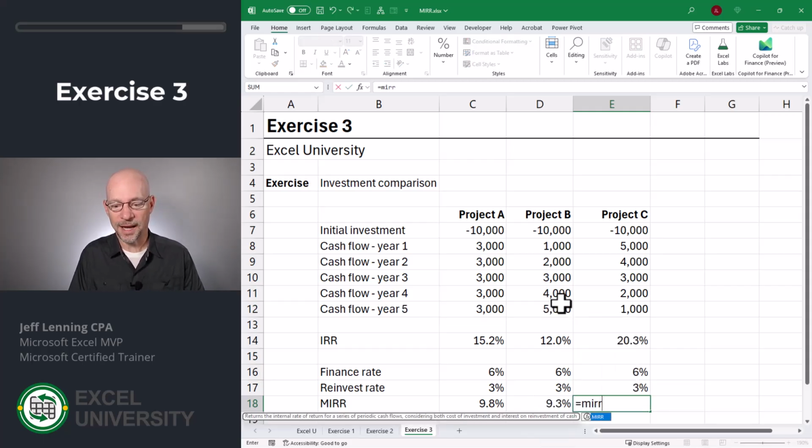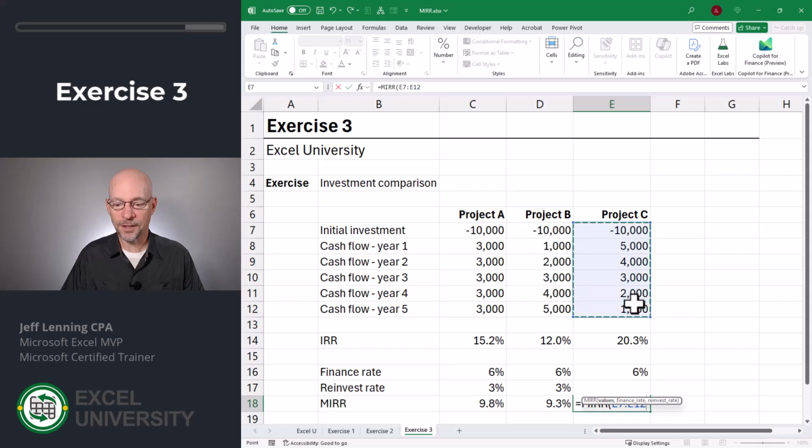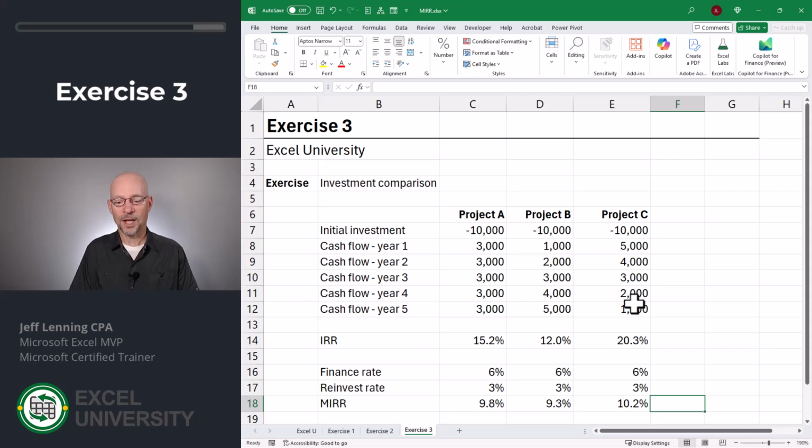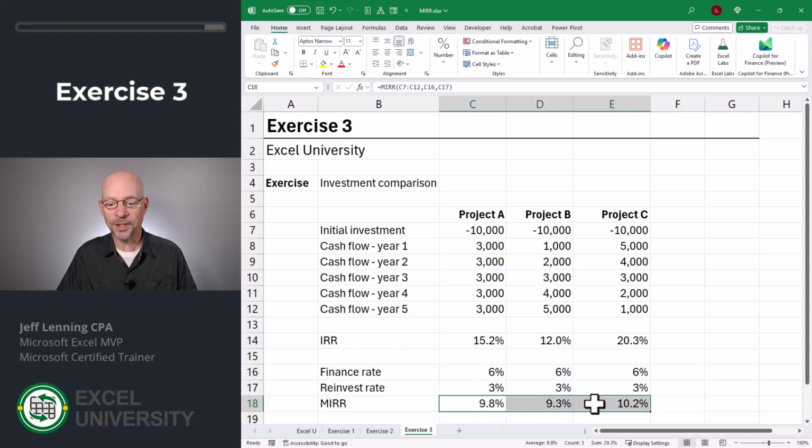And let's take a look at Project C. The values are here, comma. The finance rate is here, and the reinvest rate is in E17, close function and enter, and we get 10.2%. So what's interesting is by changing these assumptions about what we're doing with negative and positive cash flows, it really impacts the modified internal rate of return. And when we use these assumptions, as we can see, the rate of return is much more comparable.